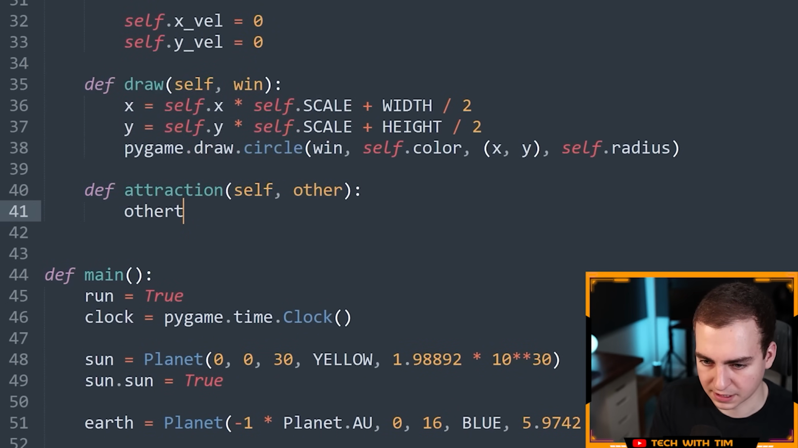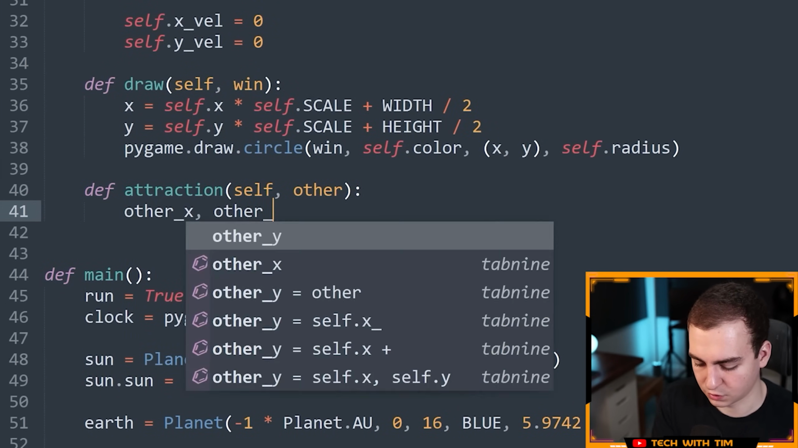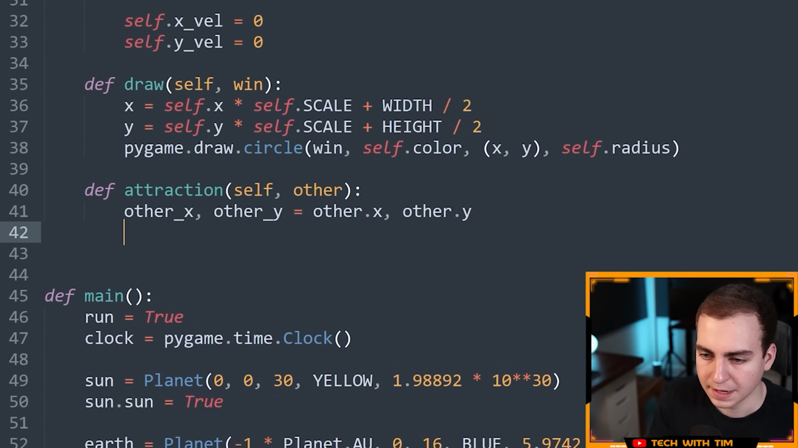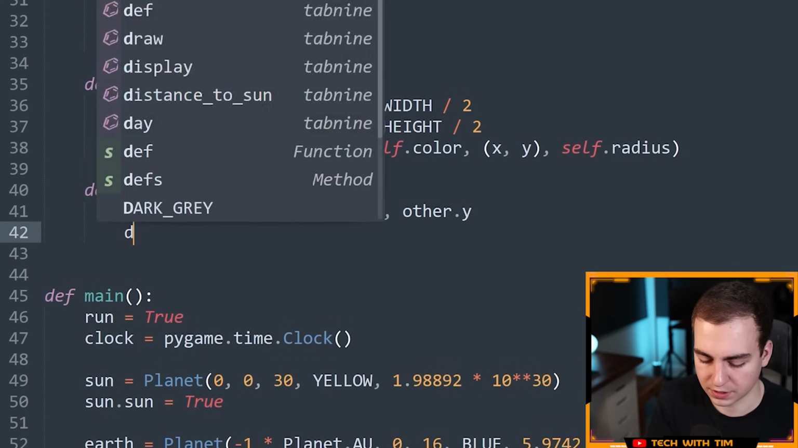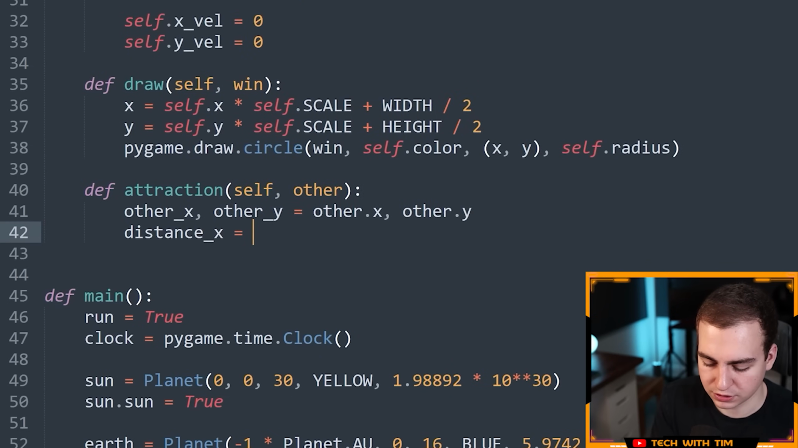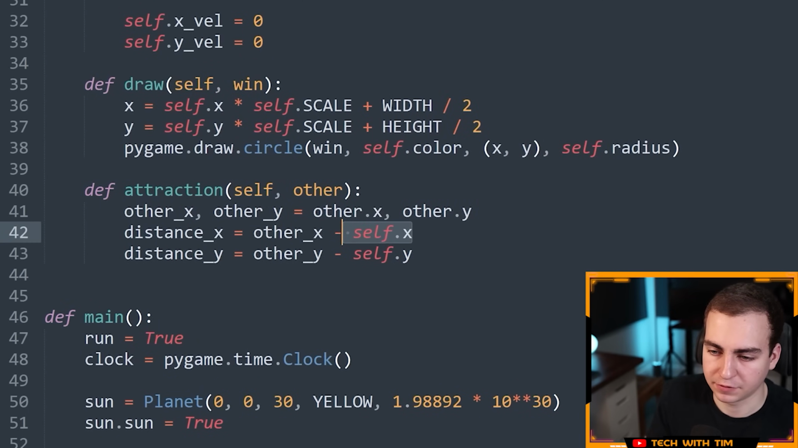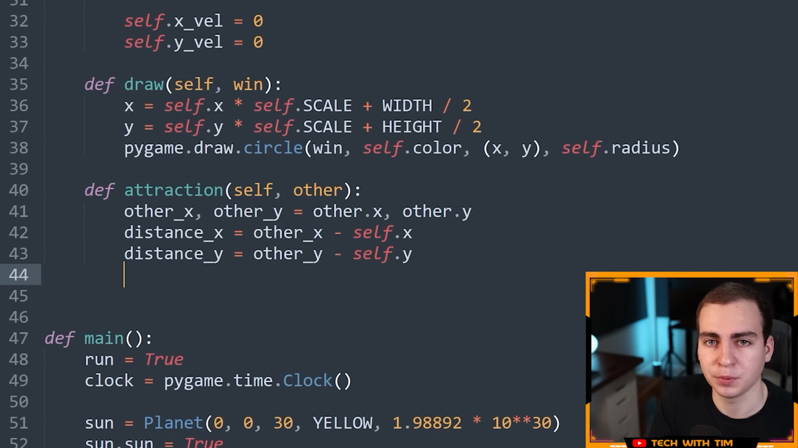So the first thing I'm going to do is say that other_x, other_y is equal to other.x and other.y, okay? Now, the first thing we need to do here is calculate the distance between the current object and the other object. So let's do that. We're going to say the distance in x is equal to the other x minus self.x, okay? And then the distance in y is going to be equal to the other y minus self.y. Now, it doesn't matter if you take self.x and subtract it from other.x, it doesn't matter what way you do it. It's going to give us the magnitude, which is what we want, because once we take the square of both these values, we're going to get a positive value no matter what. So I have the distance x and the distance y.